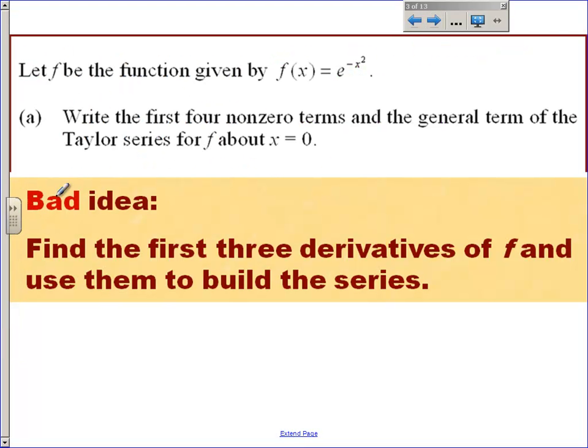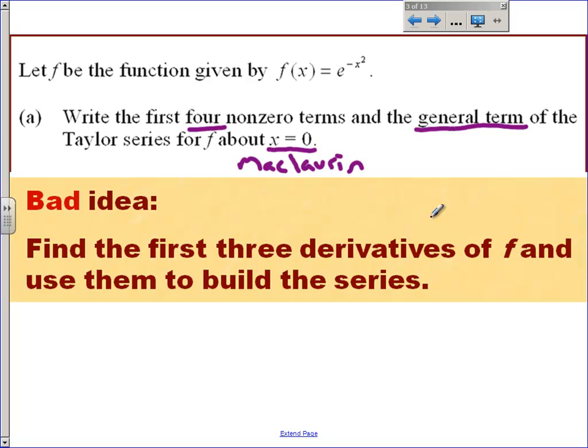This says, let f be the function given by f of x equals e to the negative x squared. Write the first four non-zero terms and the general term of the Taylor series for f about x equals 0. Now, since this is about x equals 0, we could have used the verbiage Maclaurin series or Maclaurin polynomial.